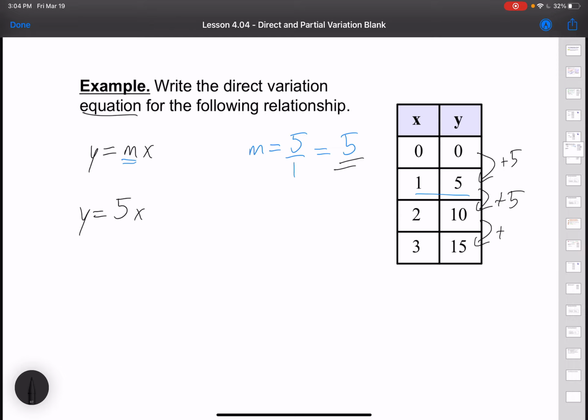10 to 15, another 5. That's not just a coincidence. There is something going on there that relates to the constant of variation. But first and foremost, just make sure you know how to find the constant of variation using this method and being able to use that to find our equation there.